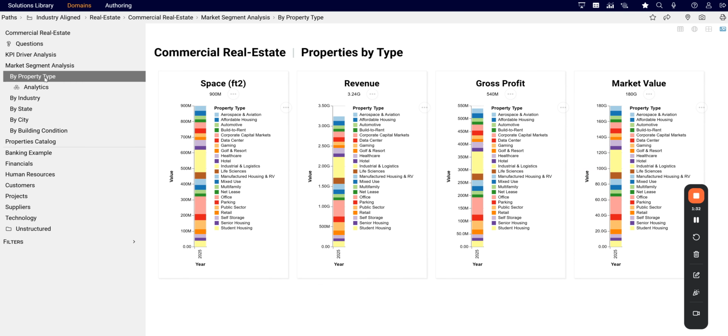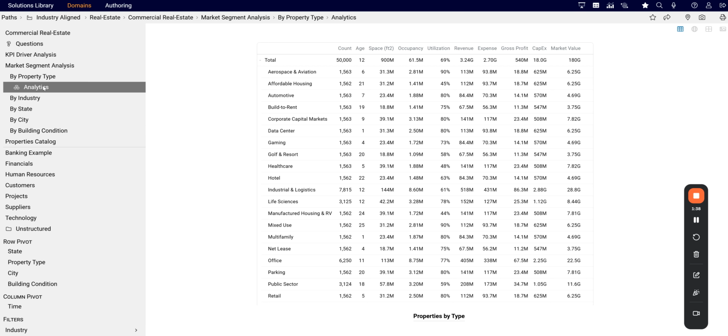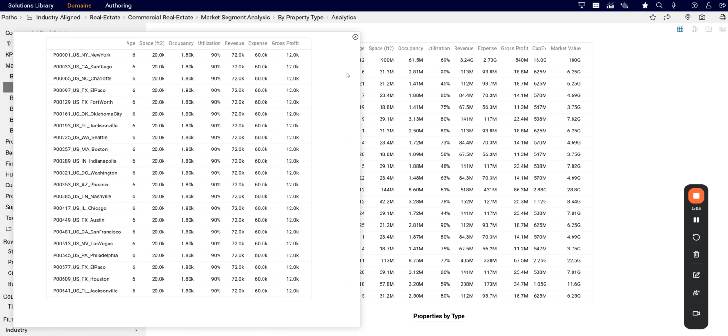So if we click here, we have the high level view by property type, but we want to know more about this information. So we click here and we see here 50,000 properties, average age 12 years, the space, the occupancy, and so on. Let's say that we're interested in learning more about the properties in aerospace. We have 1,500 properties here. So we click, we see every property here.